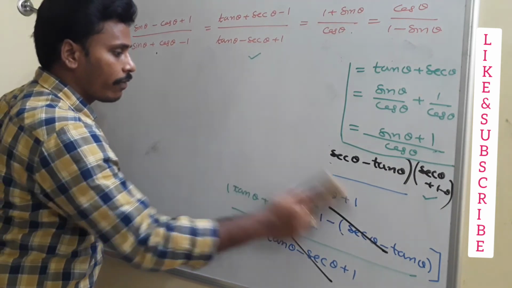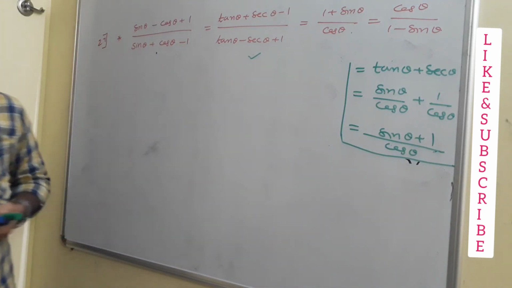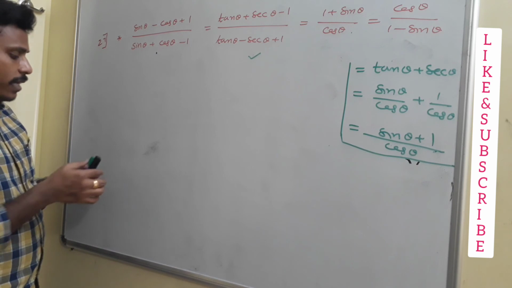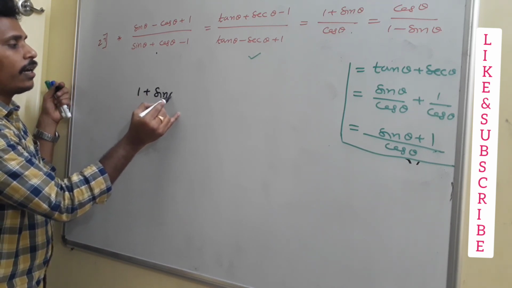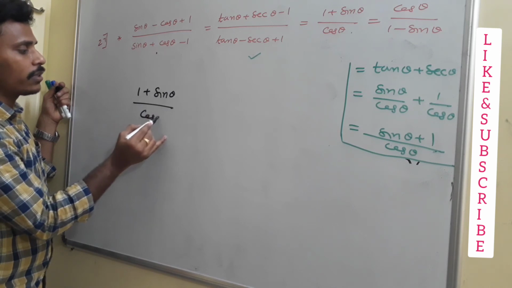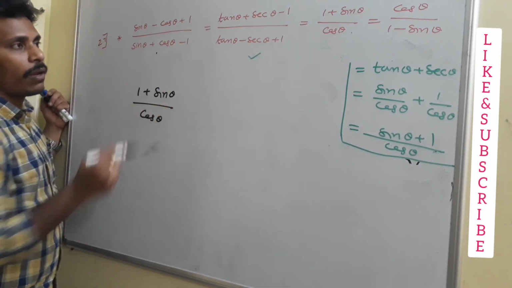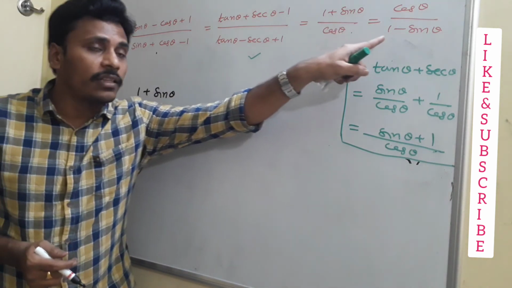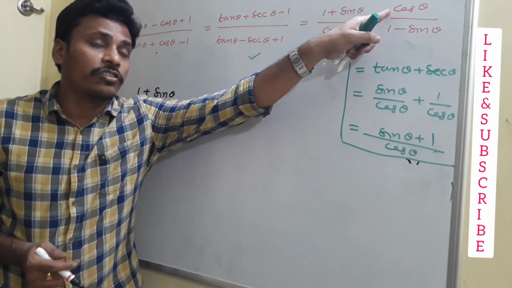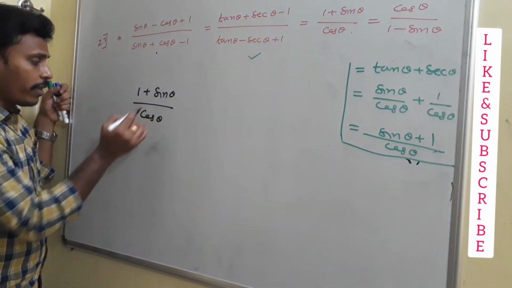I am erasing everything for the space concern. You just look here. The third statement I have in my hands is 1 plus sin theta divided by cos theta. Now what I need to prove is cos theta by 1 minus sin theta. Have a look at this. This is the third statement and this is the fourth statement. For the fourth statement I need cos theta in the numerator. See, this is the third statement. From there I need to prove.